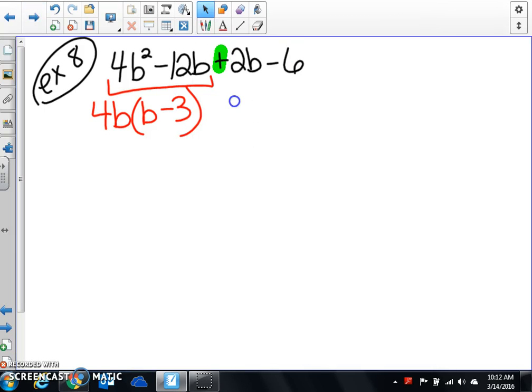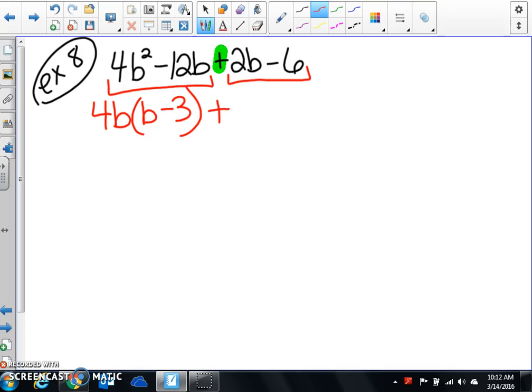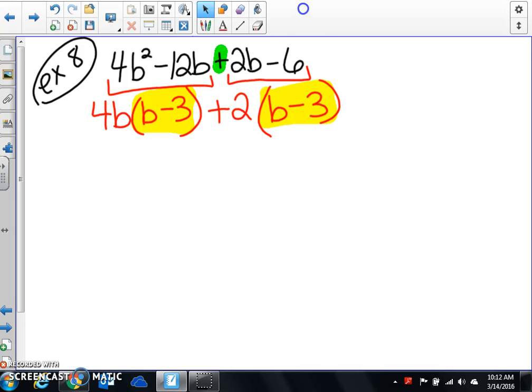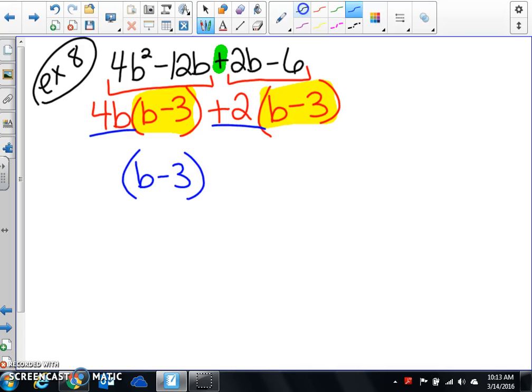That's a plus, so I have to put plus. The 2 goes into 6, so I can take out the 2. I have a b, but the second term doesn't have a b, so 2 divided by 2 is 1, and then I'm left with the b. Negative 6 divided by 2 is negative 3. These have to be identical. They are, so I rewrite them, and then whatever's left over, 4b plus 2.